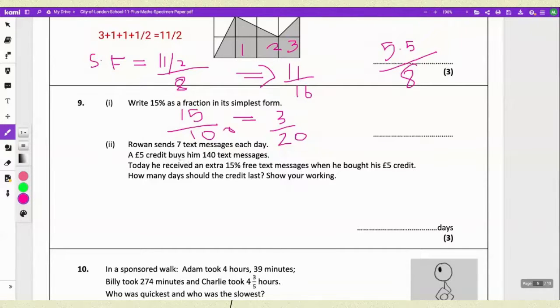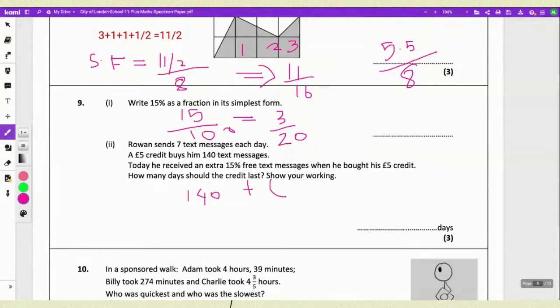The next one is they are saying that Roman sent 7 text messages each day. A £5 credit buys him 140 text messages. Today he received an extra 15% free text messages when he bought his £5 credit. How many days should the credit last? So just write down as much information as is given to you.